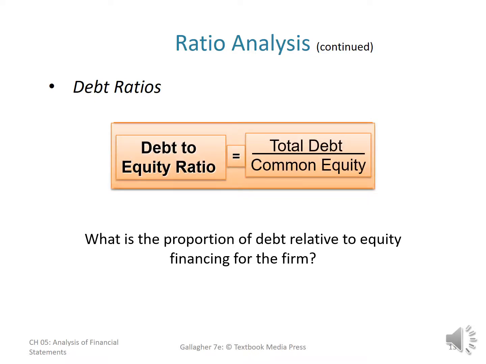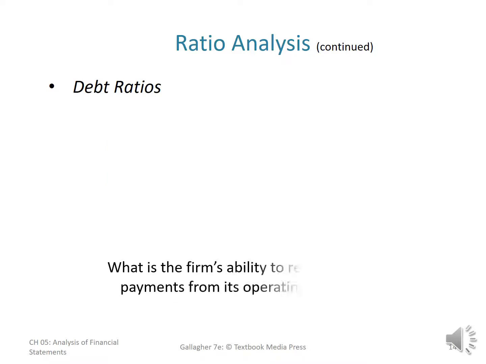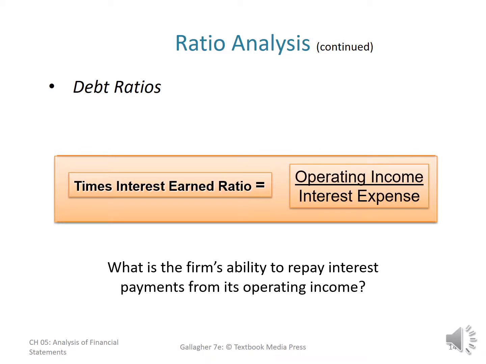Debt to equity ratio is total debt divided by common equity. It measures the proportion of debt relative to equity financing for the firm. Times interest earned ratio is operating income divided by interest expenses. It measures the firm's ability to repay interest payments from its operating income.